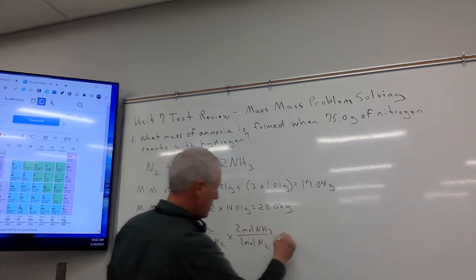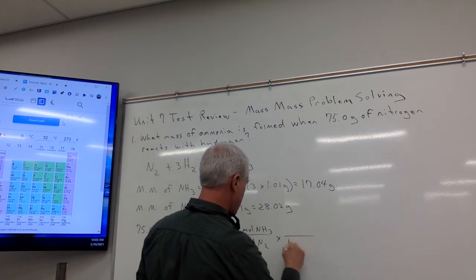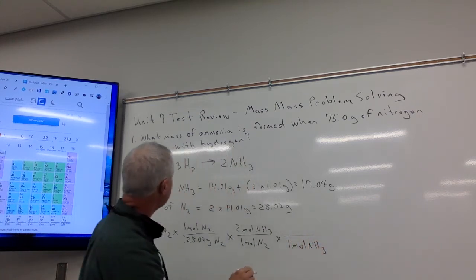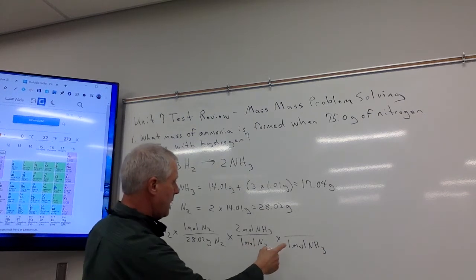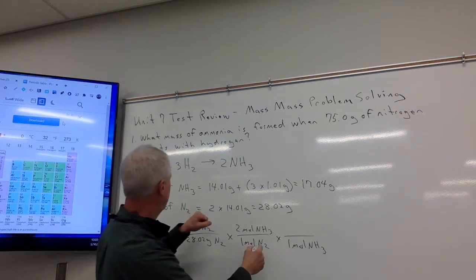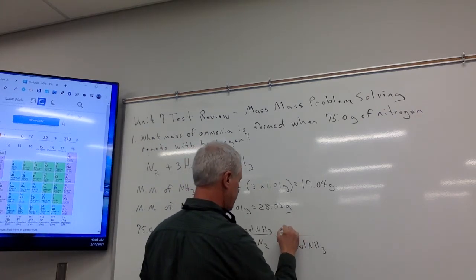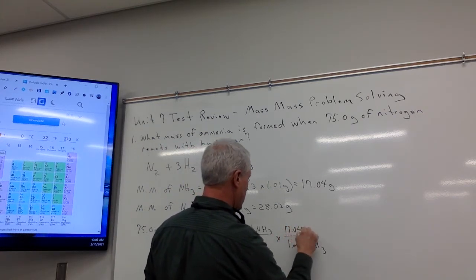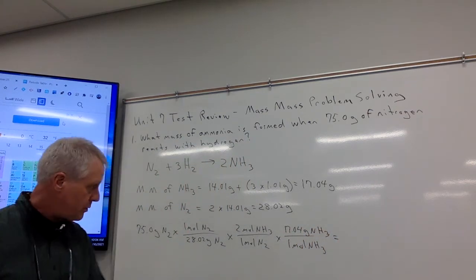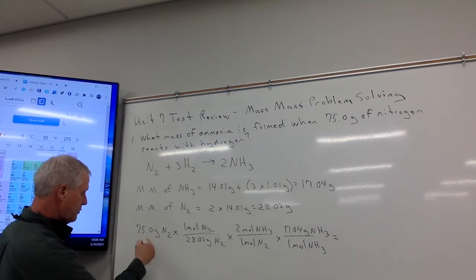And so now we need to get to our grams of ammonia. So in 1 mole of ammonia, we would have how many grams here? 17.04 grams of ammonia. Okay, now one thing you can always do is check your units, see if they cancel correctly.